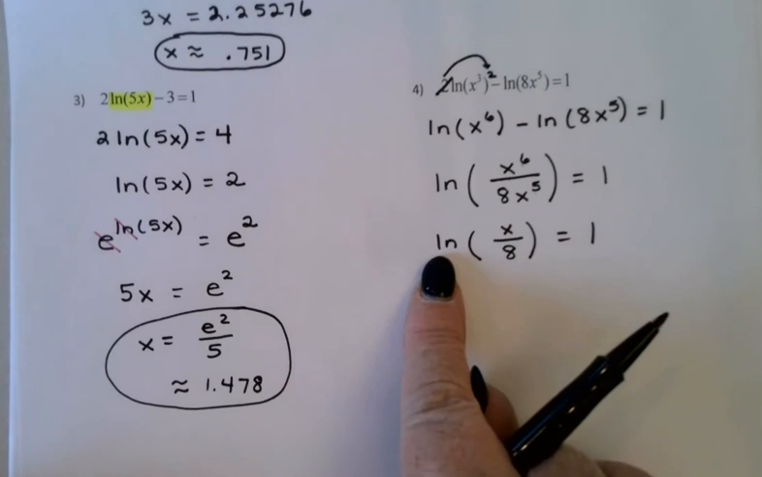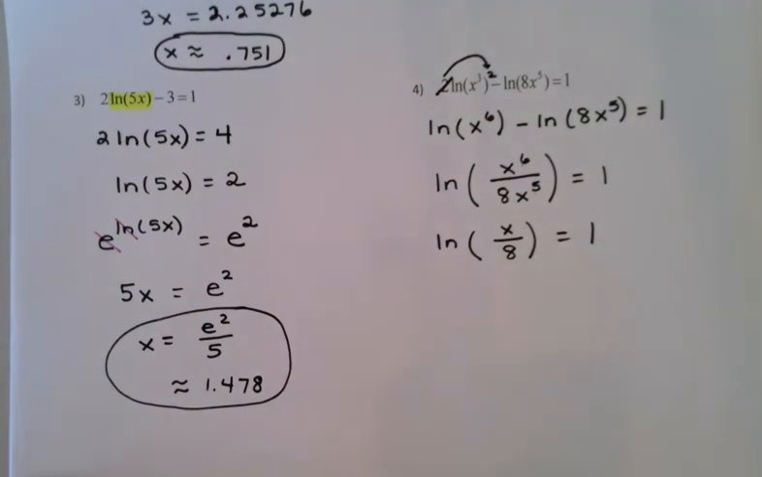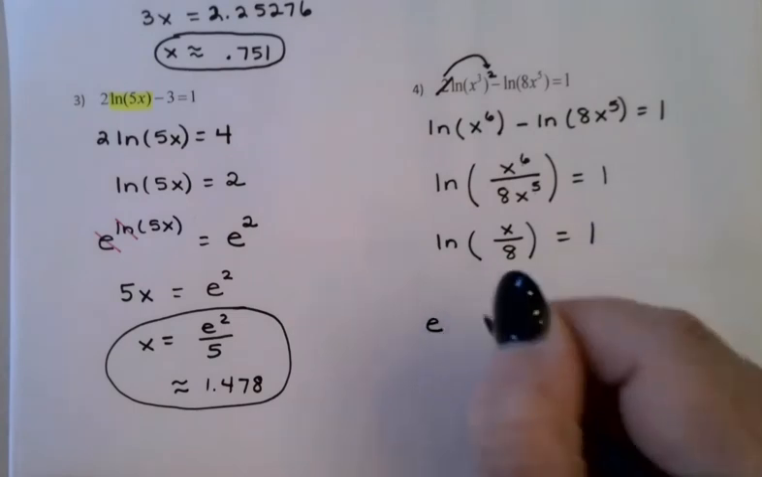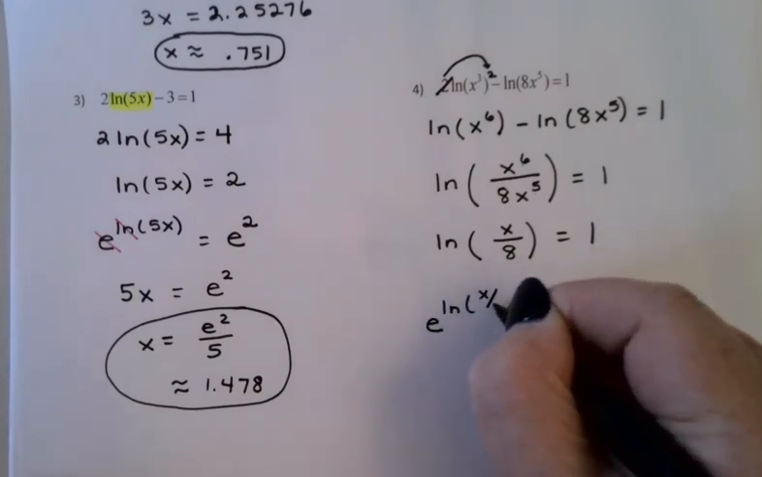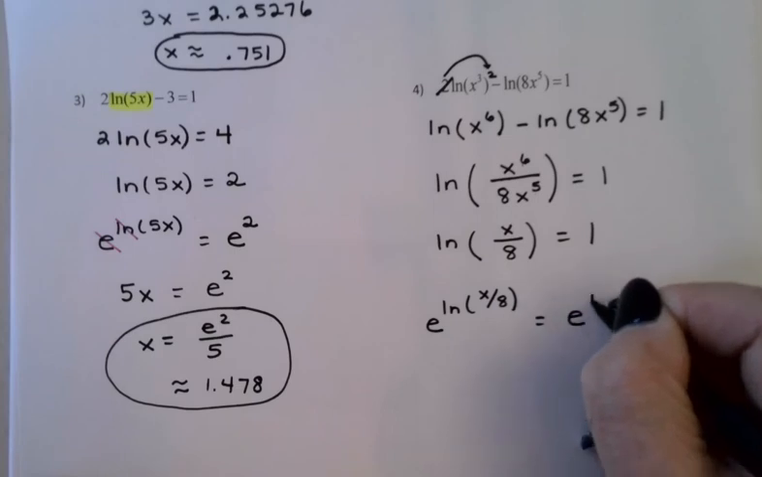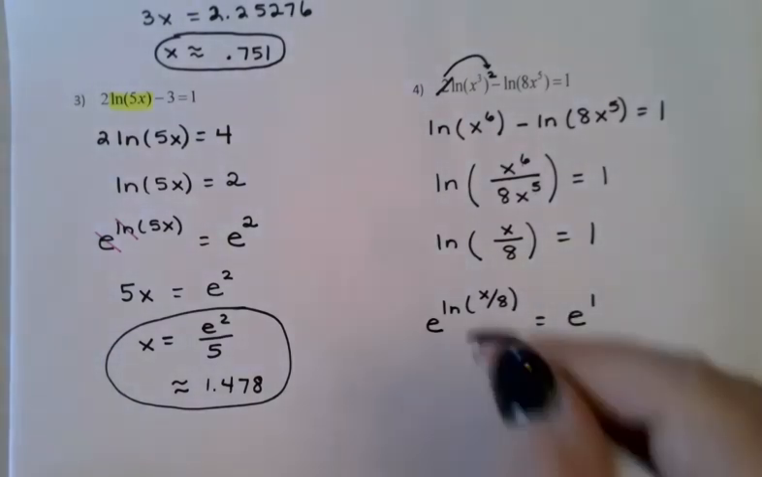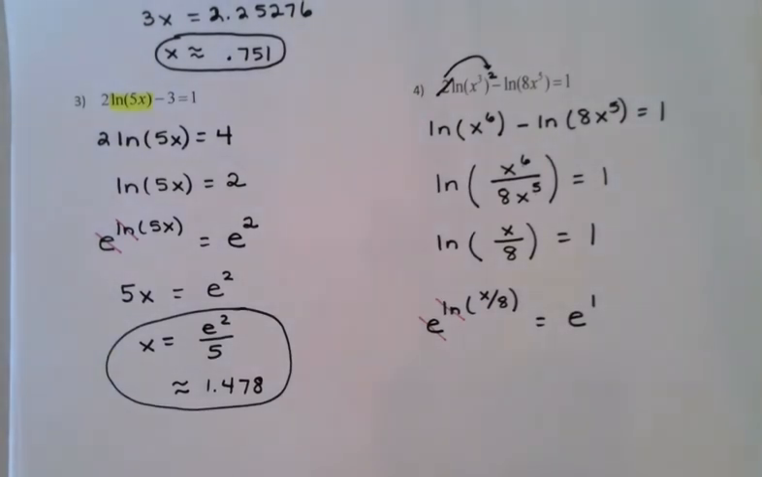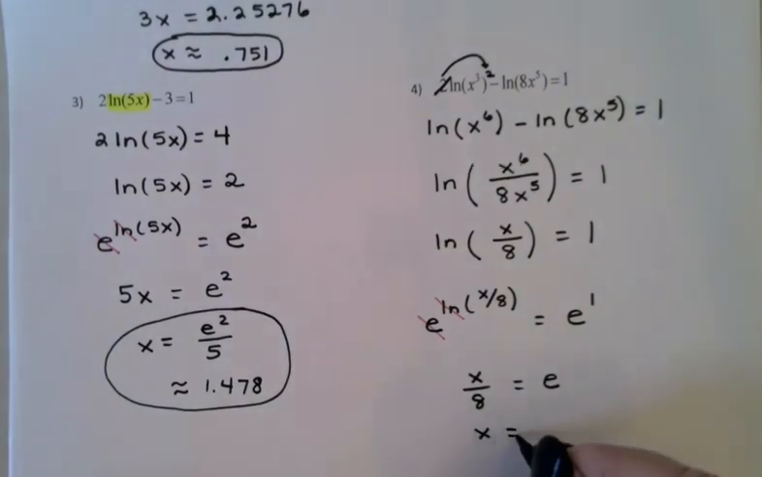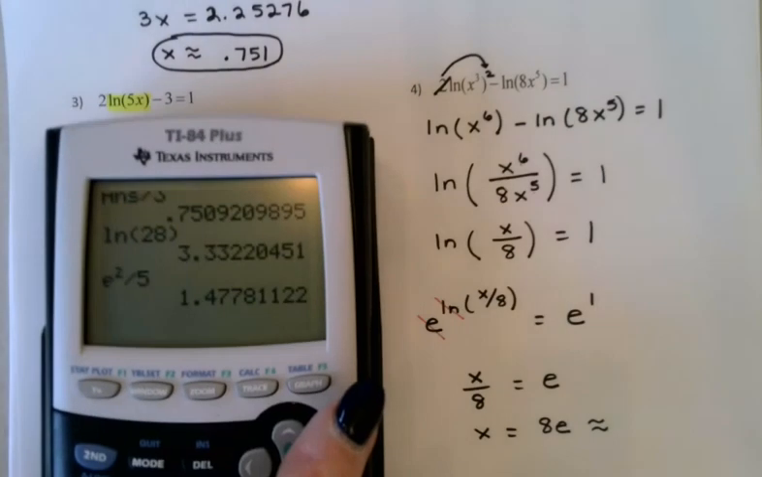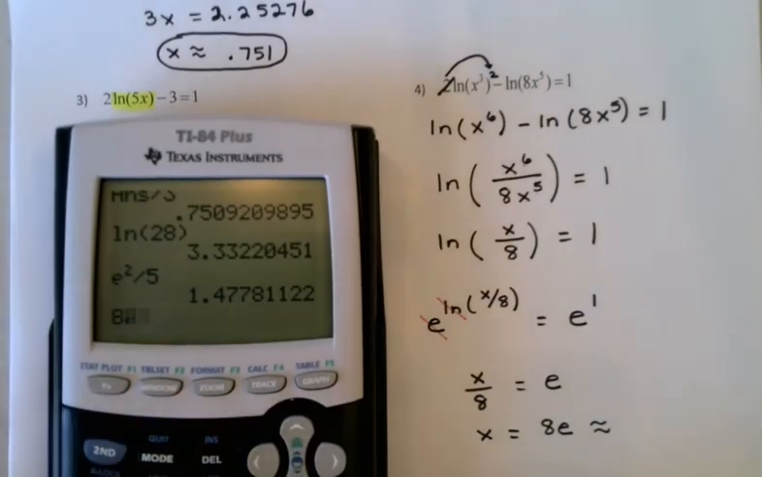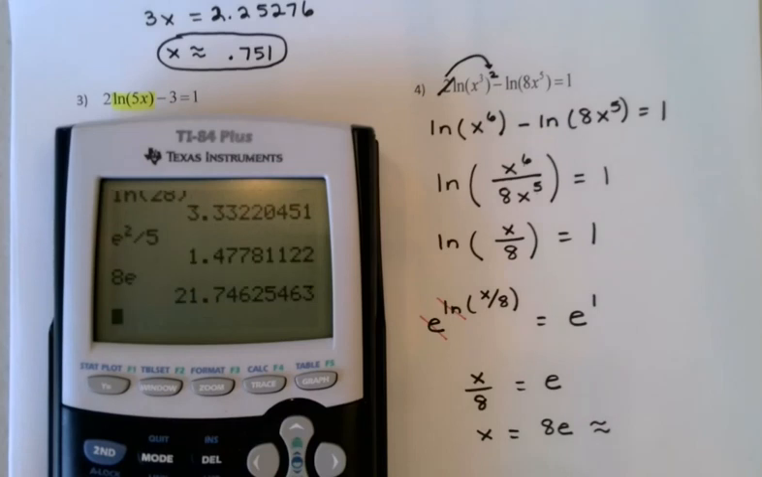Now I'm ready to get rid of the logarithm. I do that with the inverse function. The inverse of the natural logarithm would be the exponential base e. And I have to do that on both sides. There's my inverse functions. Get rid of each other. I have x divided by 8 equals e to the 1st, or just e. And for an exact answer, I have x equals 8e. That would be approximately, there's just a plain old e right above your divide sign, by the way, about 21.746.